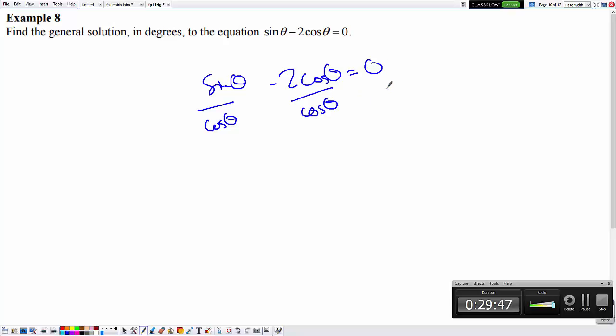And 0 divided by cos theta doesn't matter, still 0. Okay, well, what's the point of doing that? Well, what's sine divided by cos? That's tan. So I've got tan theta minus, well, the cosines here cancel each other out. So tan theta minus 2 equals 0. And now it's really easy. So that one was really hard, though, seeing that trick.